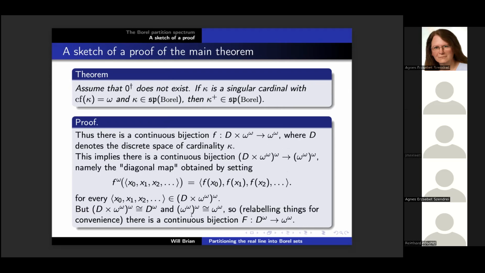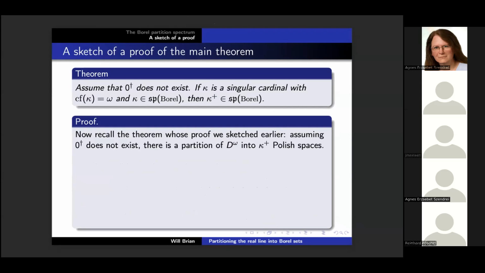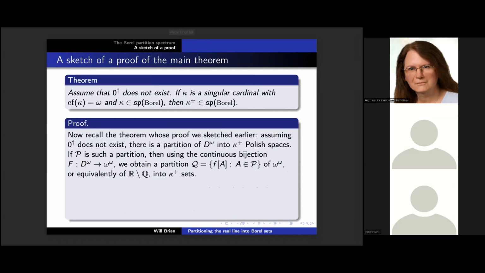So we have a continuous bijection, big F, from D to the omega to omega to the omega. So now what we're going to do is partition the domain of that function, this D to the omega. We're going to partition that into kappa plus many Polish spaces. And we can do that because of the previous theorem, because we're assuming zero dagger does not exist, and that's what it tells us we can do. So, okay, let's take P to be such a partition. We partition D to the omega into kappa plus Polish spaces.